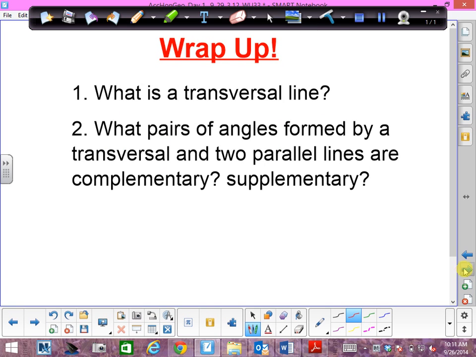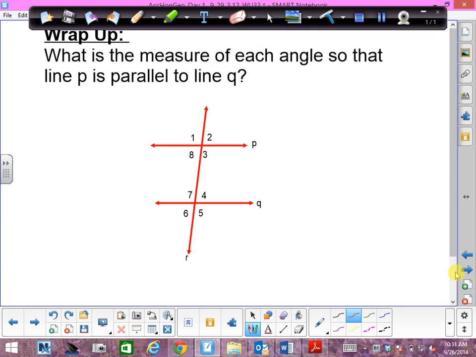So for the wrap up, I want you to answer these questions and figure out this angle. And let's say that this angle here is 38 degrees. So find all the other angles. So work out the wrap-ups, work on the proof, and then the two equations and the problems from the notes, and bring this all to class, and we will go over it. I will see you then.